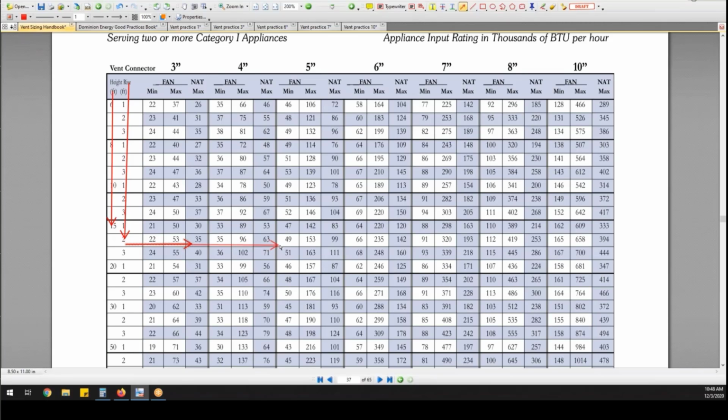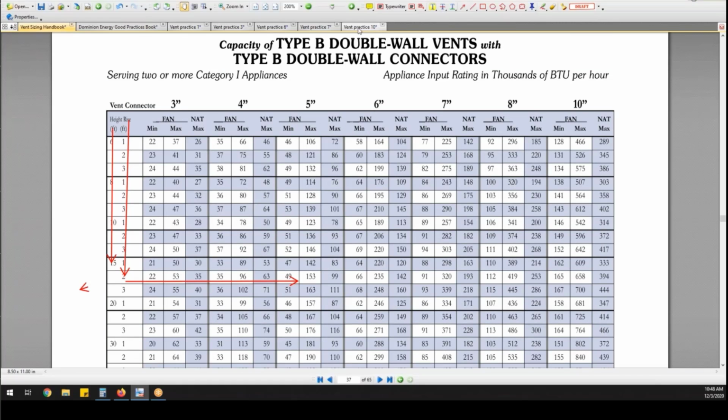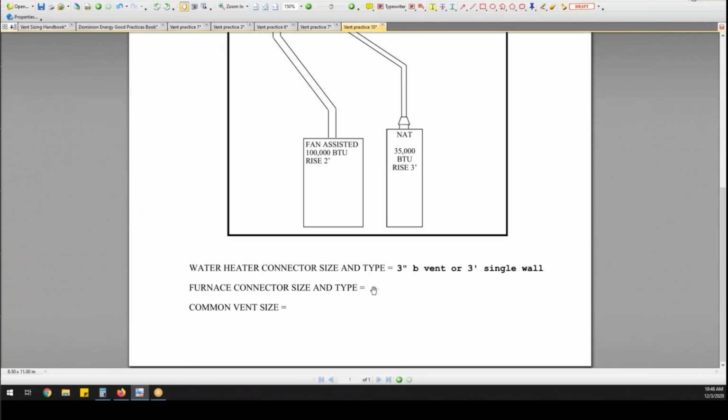Okay. Let's go over to a 5-inch. 100,000 BTUs fall between 49 and 153? It does, doesn't it? I've got my minimum amount of heat and my maximum. I'm not going over my maximum amount. My furnace, let's go back over here to this. Okay. Furnace connector size and type.